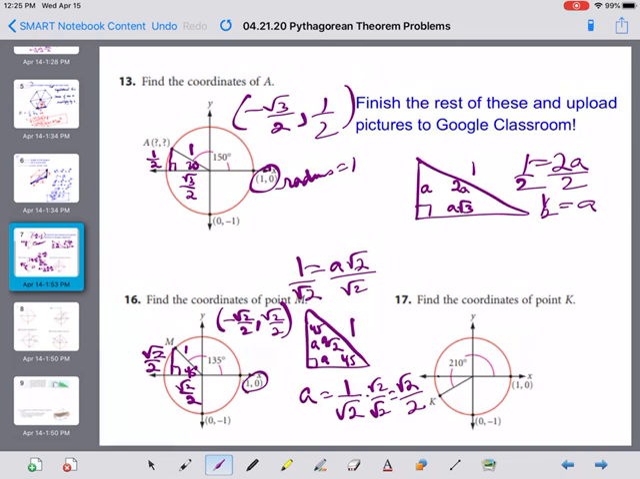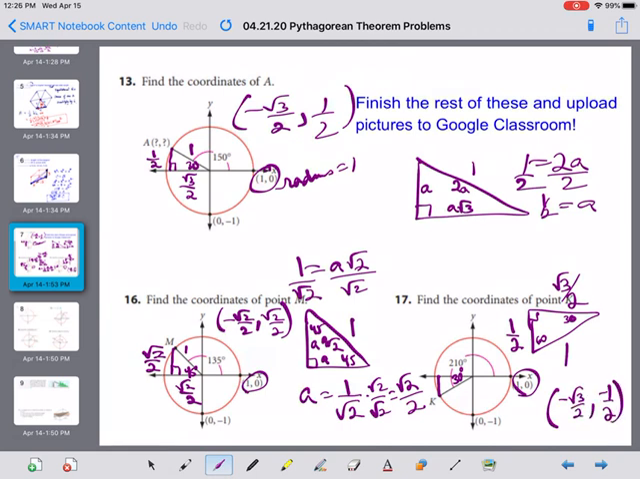And then number 17, a 210-degree rotation is 30 degrees more than 180. So we have a 30, 60, 90 special right triangle. The radius again is 1. And therefore the short leg is a half, and then the long leg is radical 3 over 2. So the ordered pair is negative square root of 3 over 2, comma, negative 1 half.